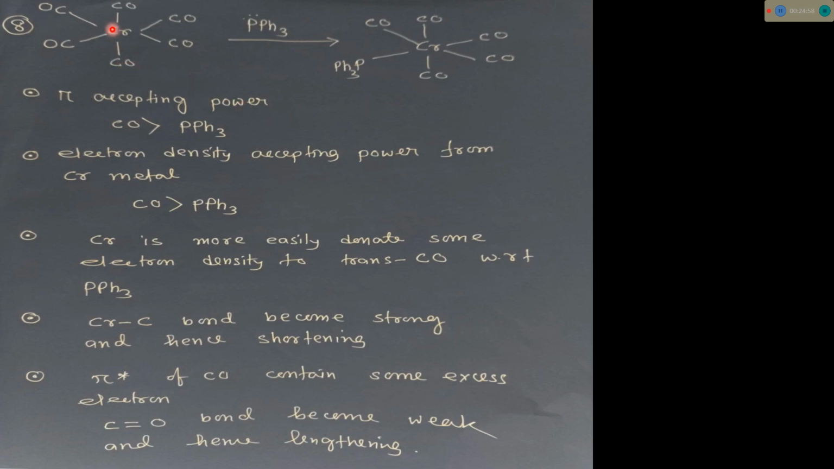So if this was the question, then we all know the most pi accepting ligand is NO plus, and the second most pi accepting ligand is CO. So in this compound all are CO, and CO is the second most pi accepting ligand. After treating with triphenylphosphine, one CO group just exchanges.